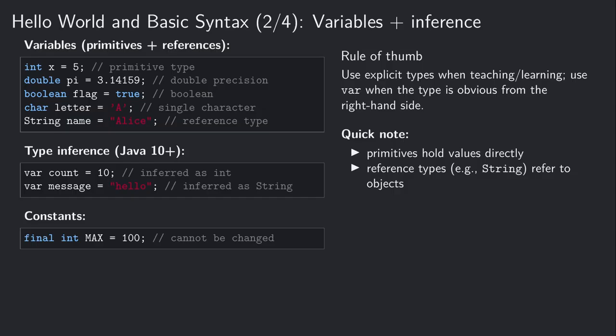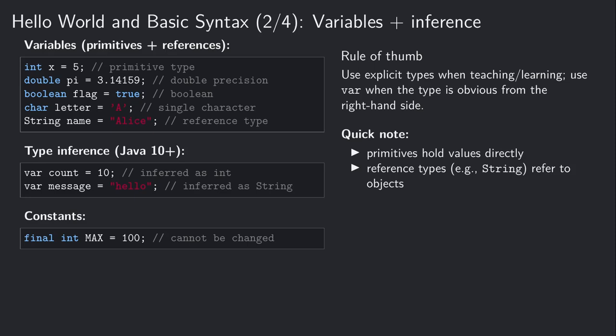The first block is classic explicit typing: int x = 5, double pi = 3.14, and so on. Java's static typing is a feature here; it makes intent clear and catches mistakes early. Then you see var type inference, introduced in Java 10: var count = 10 infers an int, and var message = "hello" infers a String. The important nuance is that Java is still statically typed. var doesn't make it dynamic like Python. It just tells the compiler to infer the type from the right-hand side.